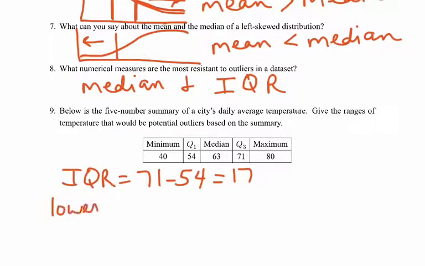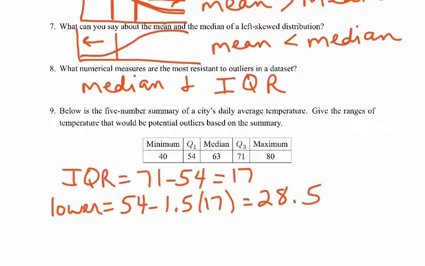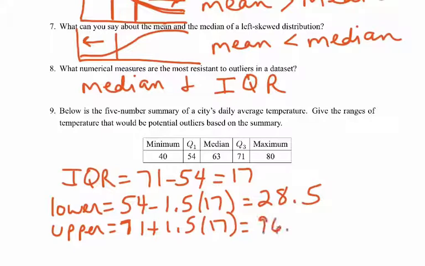The lower fence is going to be 54 minus 1.5 times 17. I'm getting a value, if I've done my math right, of 28.5. For the upper fence, we're going to take the Q3 of 71, not 73, 71, and add 1.5 times the IQR. So 1.5 times 17 again, plus 71, gives me an upper fence of 96.5.